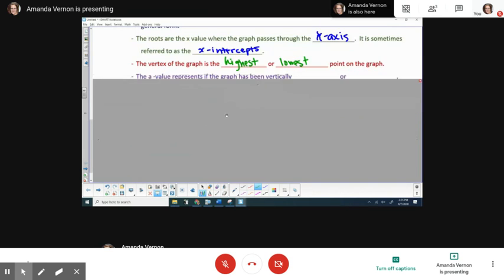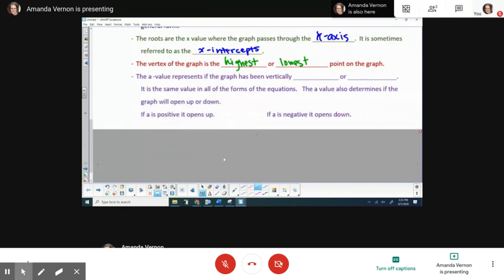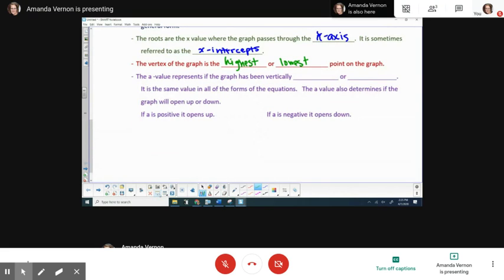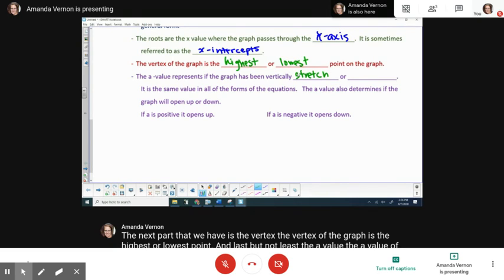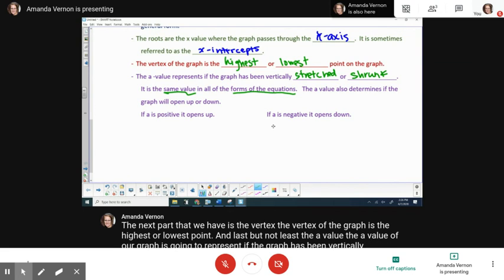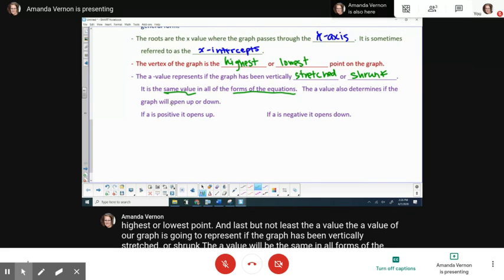And last but not least, the A value. The A value of our graph is going to represent if the graph has been vertically stretched or shrunk. The A value will be the same in all forms of the equation. So all of our equations above had an A value. It'll always be the same, and it will determine if the graph will open up or down.